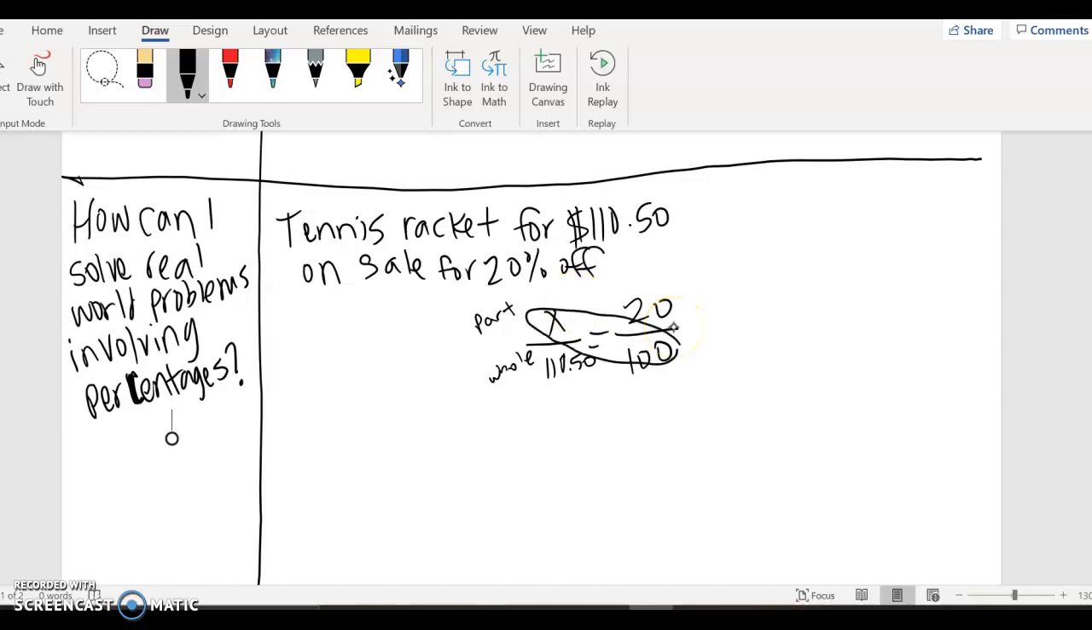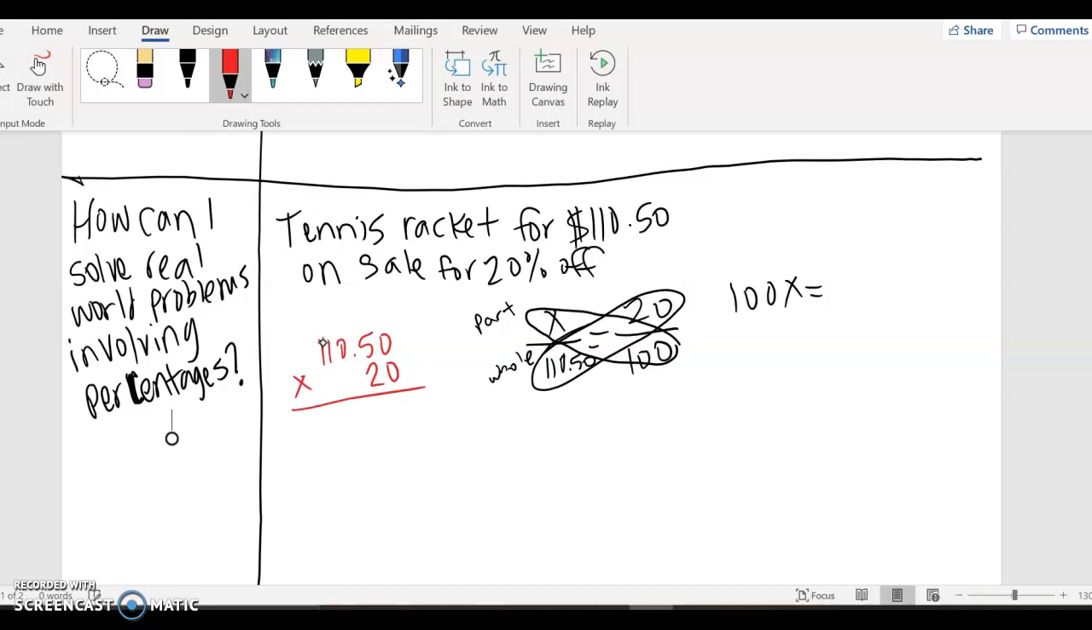We're going to cross multiply 100 times X. And then we've got to multiply 110.50 times 20. So the first row is pretty easy. 0 times anything is always going to be 0. Next row, 0 times 2 is 0. 2 times 5 is 10. 2 times 0 plus 1 is 1. 2 times 1 is 2. 2 times 1 is 2. We put it all together.